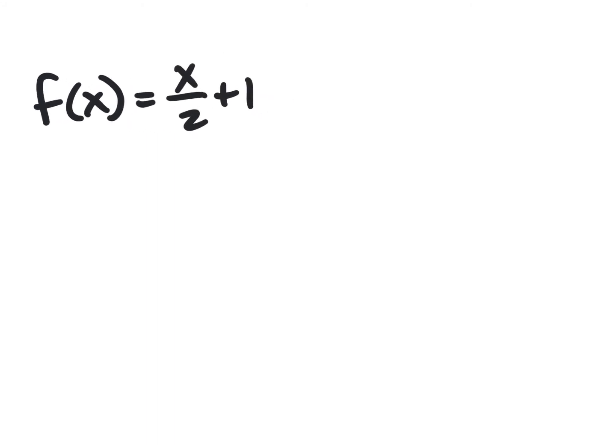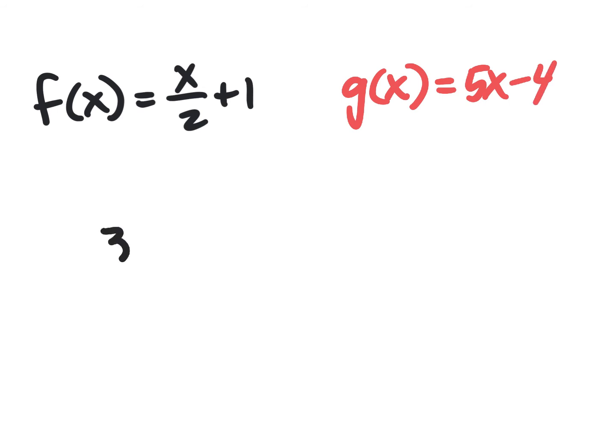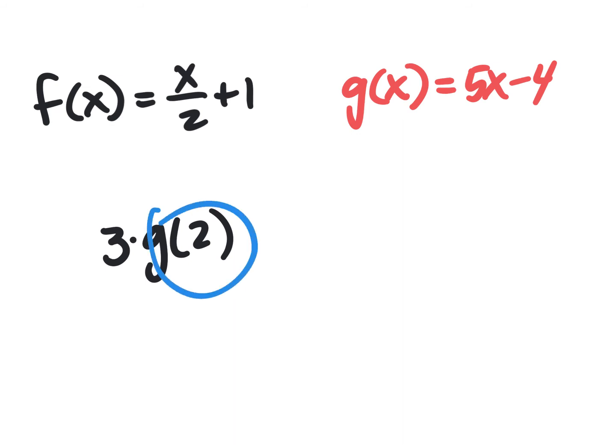All right, let's do another one like that. Here's f of x. They're new. Write them down. F of x equals x over 2 plus 1. And then g of x is equal to 5x minus 4. I want you to find 3g of 2. Three times g of 2. Start with g of 2.